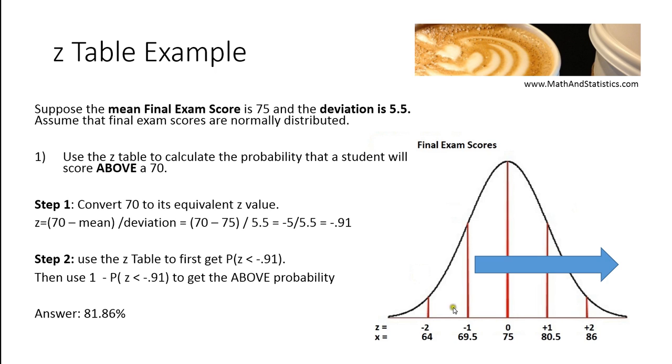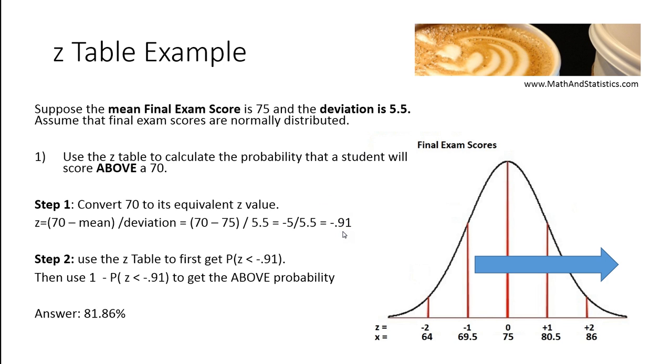This kind of makes sense because we're looking for the z-value of 70. We know the z-value of 69.5 is minus 1. 70 is just above it, right? So it's going to be a little bit bigger. This value is actually larger than minus 1. Remember your negative rules. And so the z-value for 70 is minus 0.91.